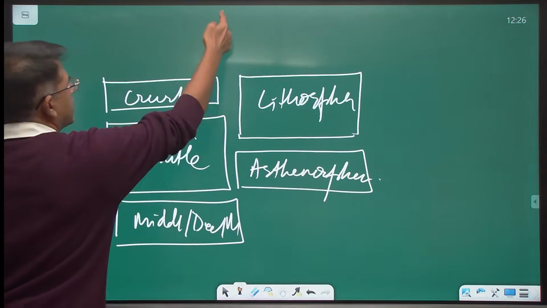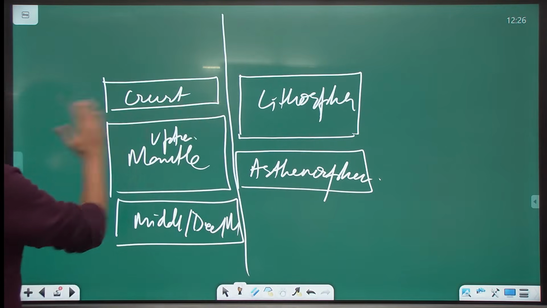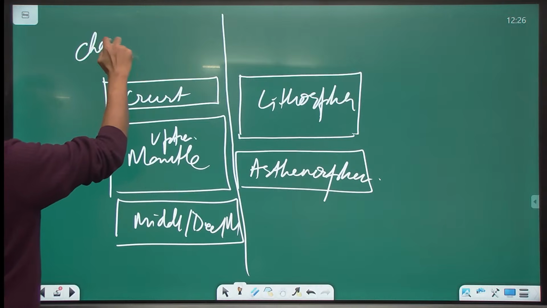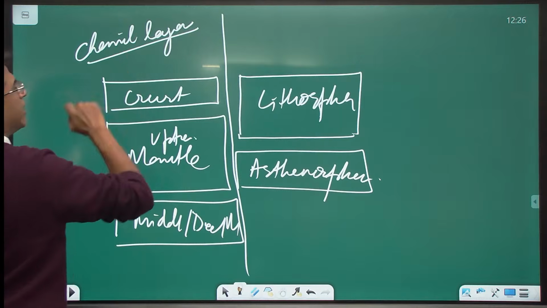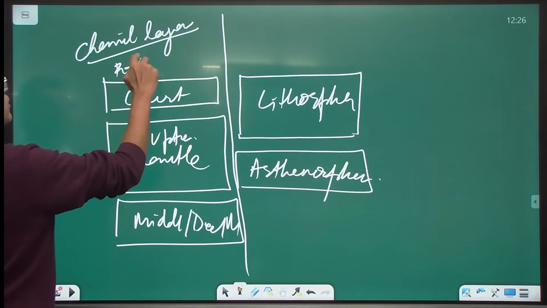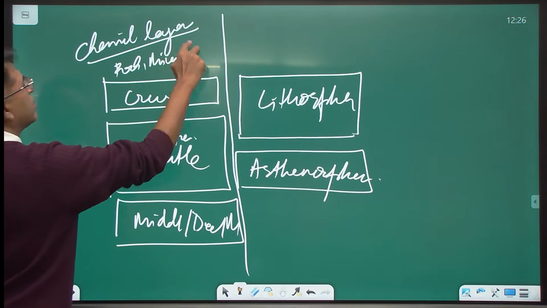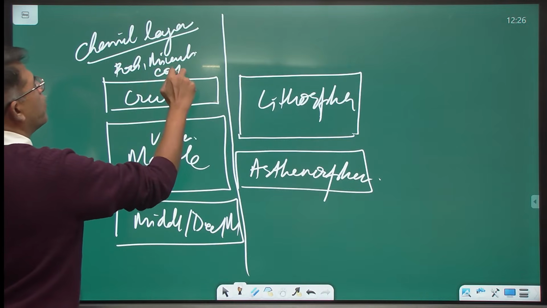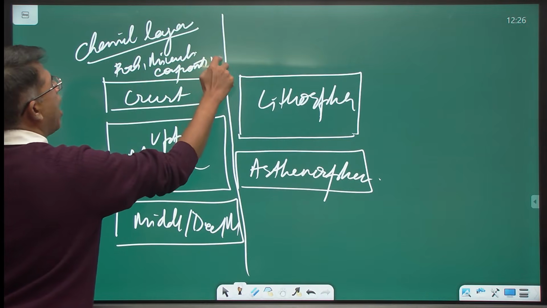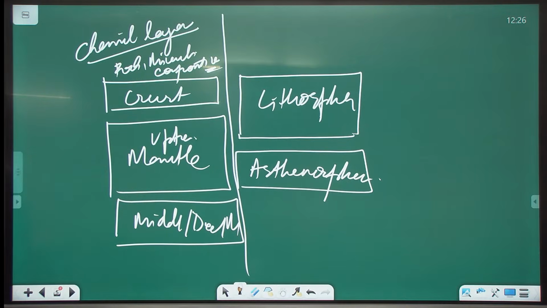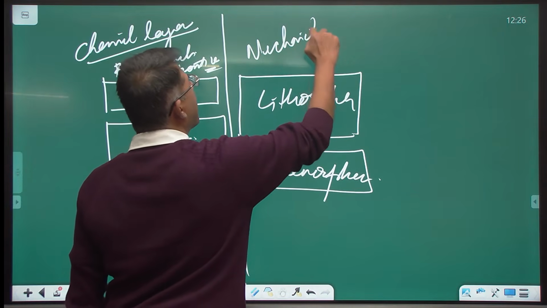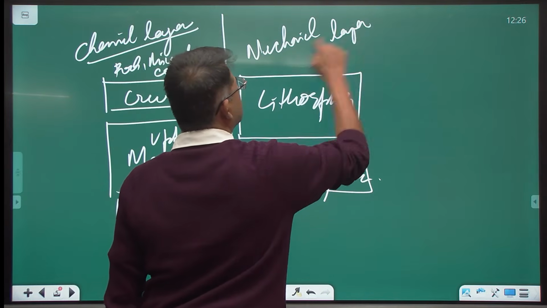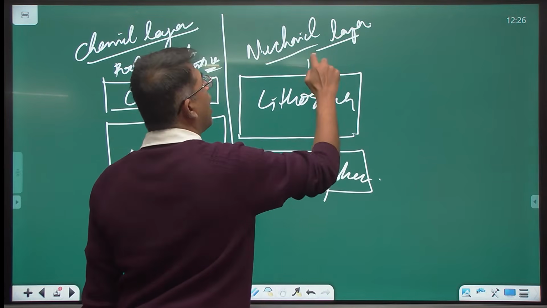Okay. This division is called chemical layering. It's on the basis of rocks, on the basis of minerals, on the basis of composition. What are the layers made up of? We call this chemical layering. If I go by this scheme, I call this mechanical layering. This is in terms of hardness.